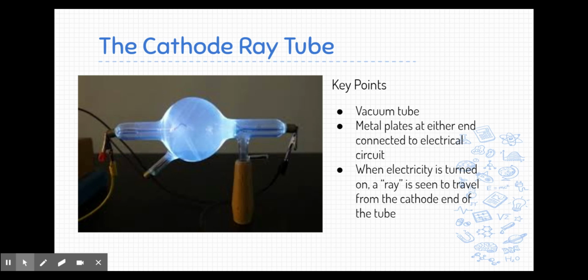So a cathode ray tube is a glass tube, and inside the tube is a vacuum. So there's no air, there's no atoms floating around there. The only material inside the tube are two metal plates, a cathode and an anode, and those plates are connected to an electrical circuit. And when that circuit is turned on, there is a beam of light which emanates from the cathode and travels towards the anode. So we'll see a lot of images of these, but that's the general setup for all the cathode ray tubes, even if they look different.